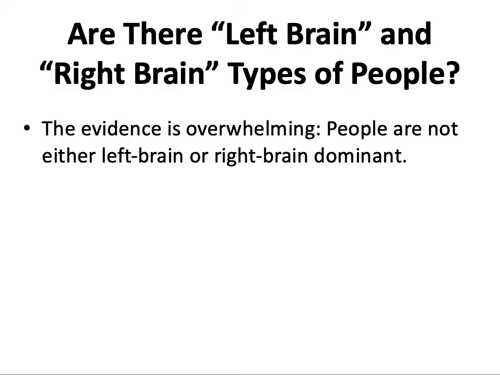The evidence is overwhelming. People are not either left brain or right brain dominant. Hemispheres are specialized for certain functions such as language or spatial relationships, spatial as in terms like where things are in the room. However, each hemisphere is capable of carrying out most cognitive processes. A study of over 1,000 individuals aged 7 to 29 found no differences between people in the extent to which their right or left hemisphere was active.